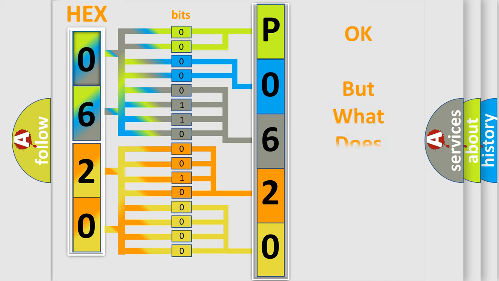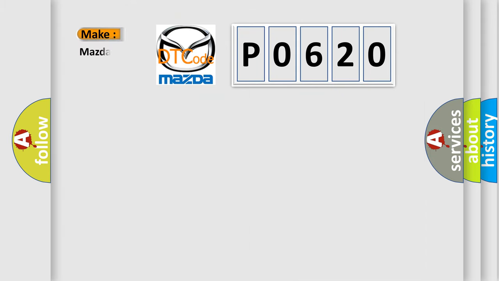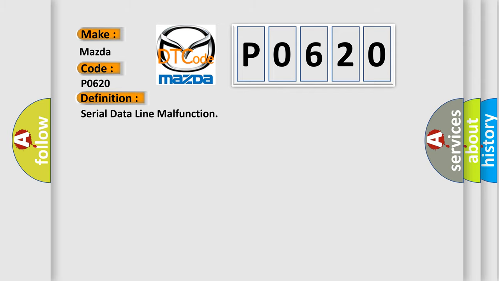The number itself does not make sense to us if we cannot assign information to what it actually expresses. So, what does the diagnostic trouble code P0620 interpret specifically for Mazda? The basic definition is serial data line malfunction. And now this is a short description of this DTC code.